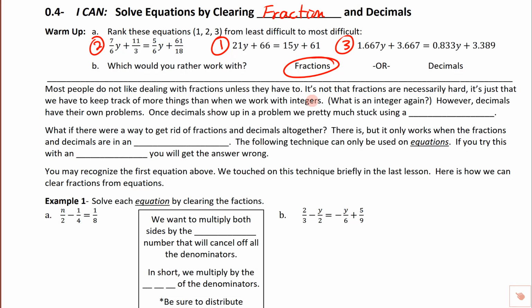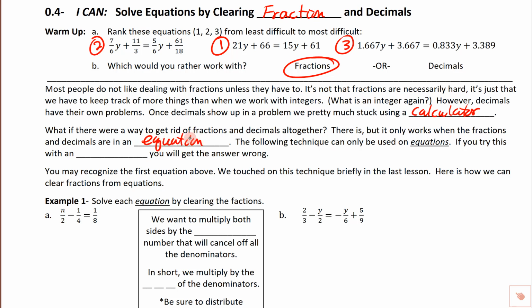But if you had to choose between fractions and decimals, fractions really are the way to go because decimals have their own problems. The minute you have a decimal in a problem, you're pretty much stuck using a calculator. It's pretty tough to do all that arithmetic, keep track of decimal places and stuff like that without using a calculator. We're really prone to making mistakes. So what if there was a way to get rid of fractions and decimals altogether? Well, there is, but it only works when fractions and decimals are in an equation.